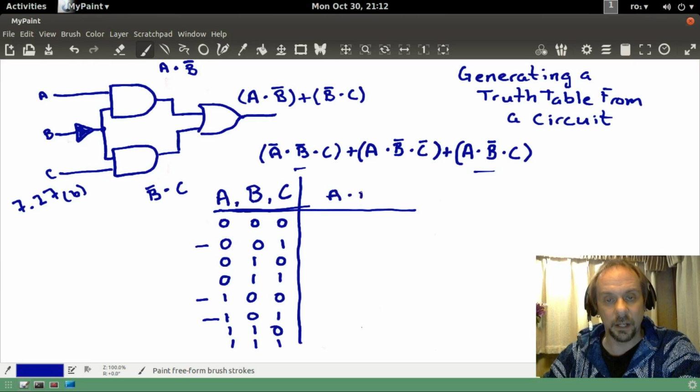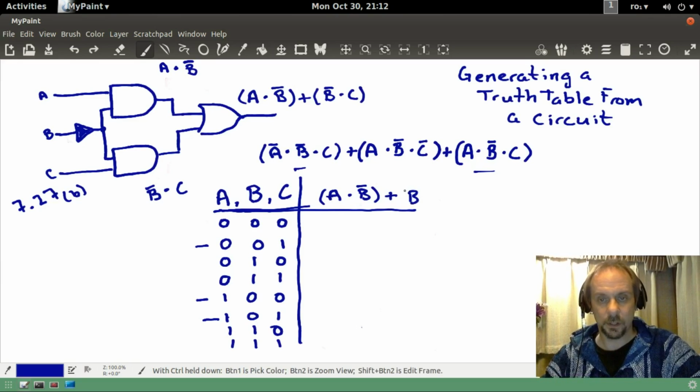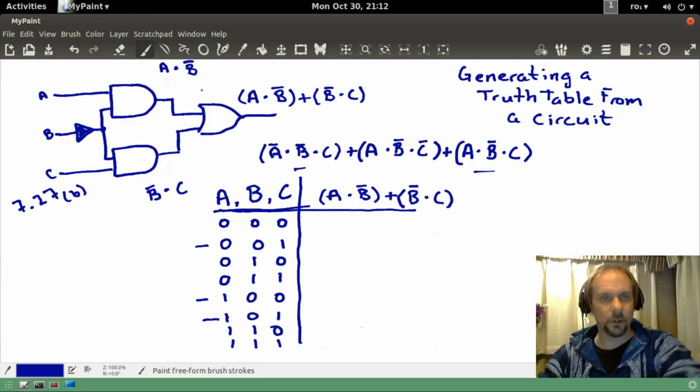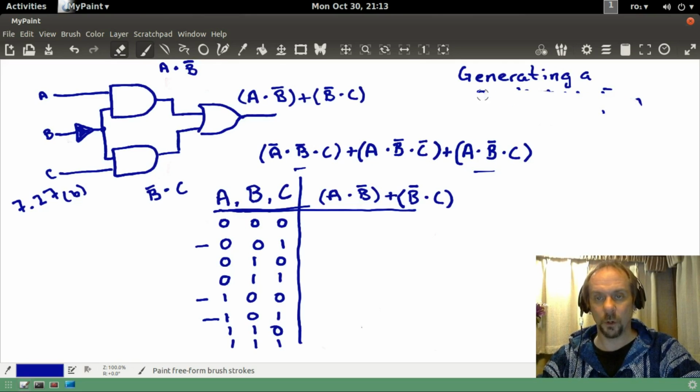A and not B, or not B and C. And I'm going to keep our other answer there just for giggles and get rid of some of this slop that I have up here. So get rid of this, make some room for what we're about to do.